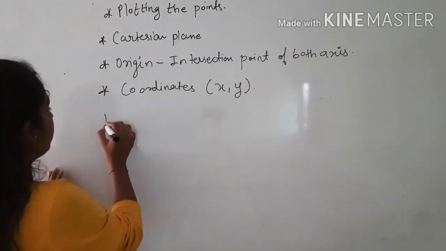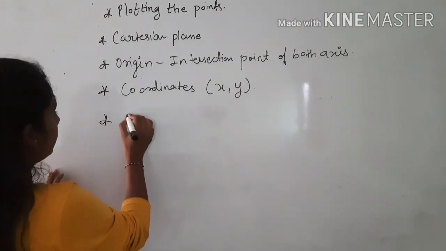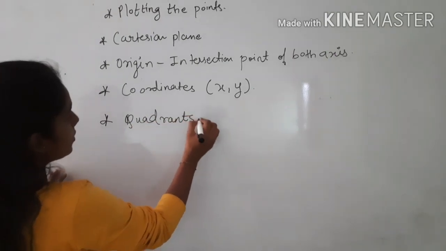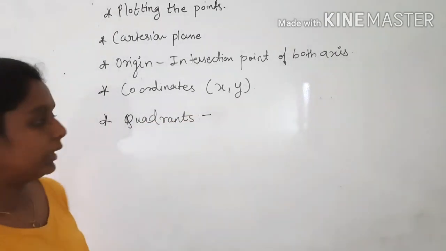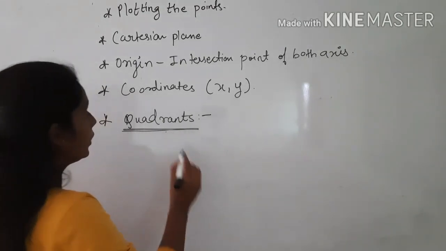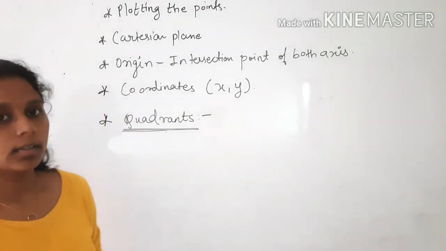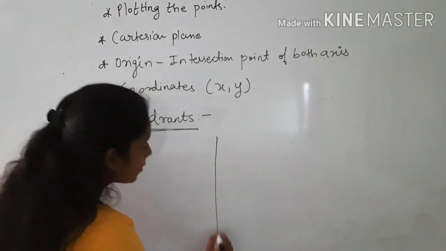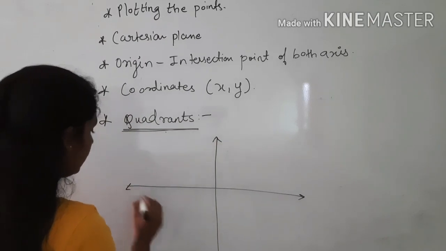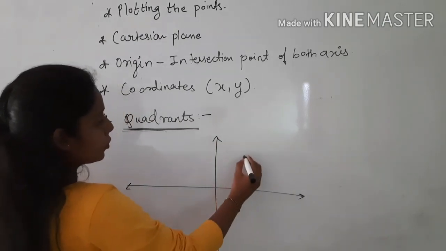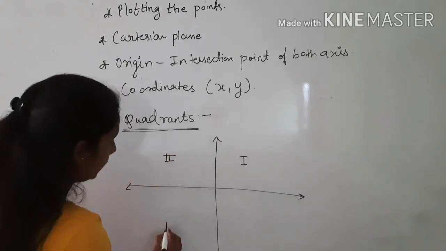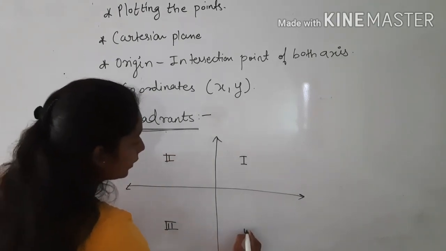Next, we will learn about quadrants. So what are quadrants? This is the main important topic of your lesson and exercise; whatever question you get, it will be about the quadrants. So it is a very important topic. Now we are going to draw the x and y axis. While writing, this is first, second, third and the fourth.